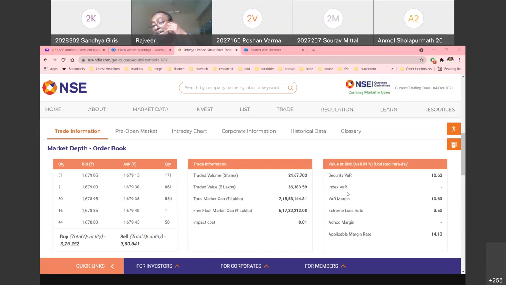So usually with the VAR, they will have a confidence level also. So the 5-day 95% VAR, VAR stands for value at risk. If it is a 5-day 95% VAR, and that is 10.63, what does it mean? It simply means that in the next 5 days, I'm 95% sure that Infosys won't drop by more than 10.63%. But guess what? 5% of the time, it can still happen, right? COVID was an example. During COVID, this thing happened.